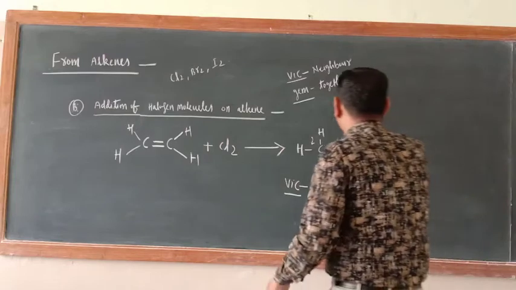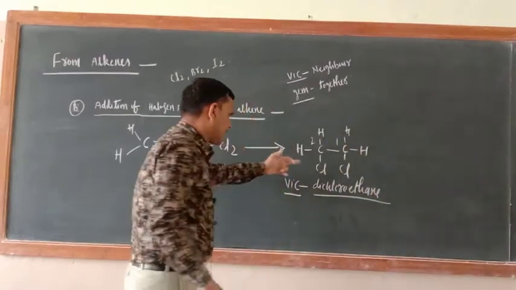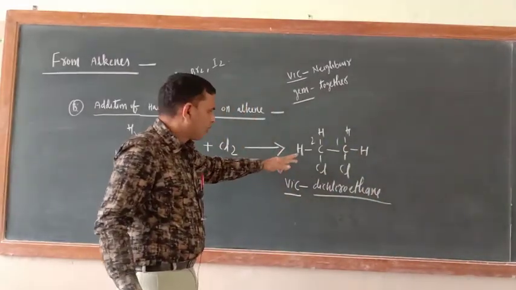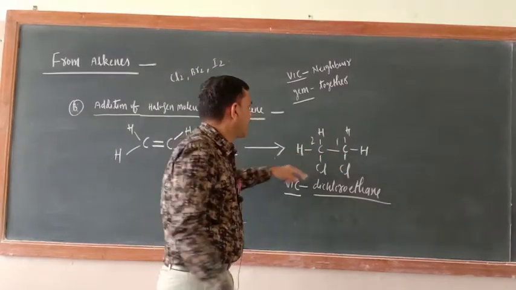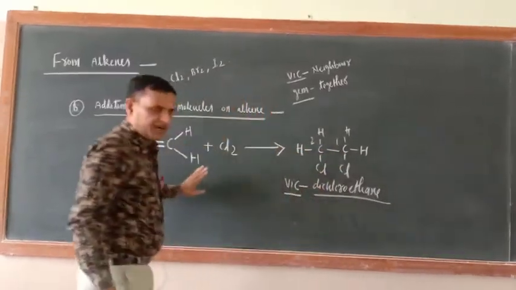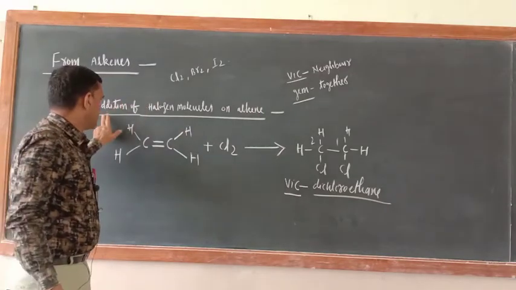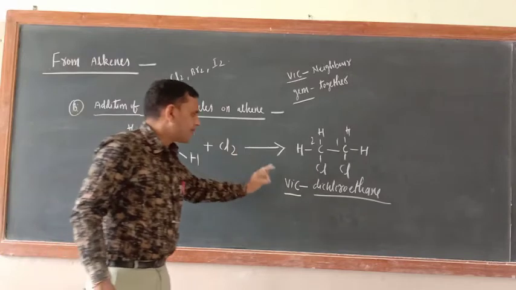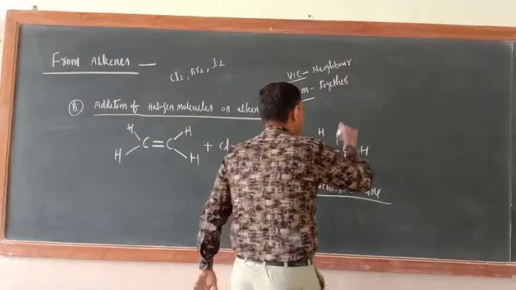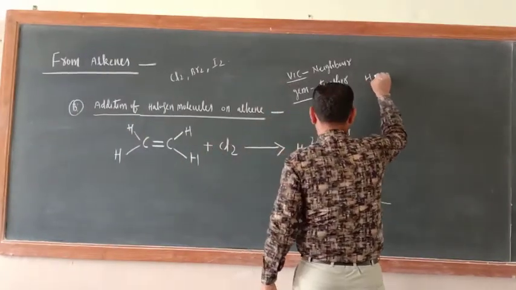Now when gem would be there, just see, another option may also be there, na? That both chlorine may be attached to the same carbon atom, either here or here. So here the gem condition is not there. Whenever alkene reacts with halogen molecules, only vic is formed. But I will tell you the gem condition also.